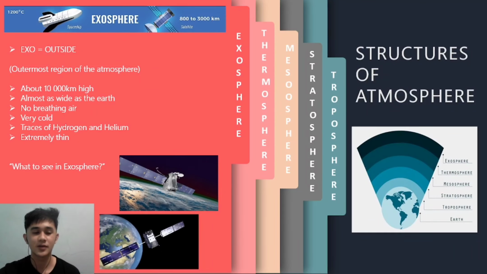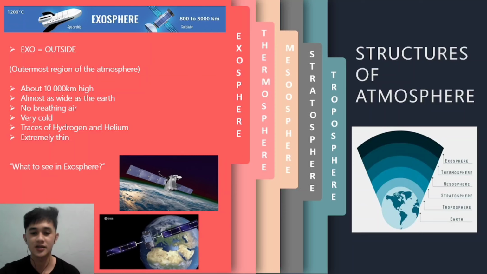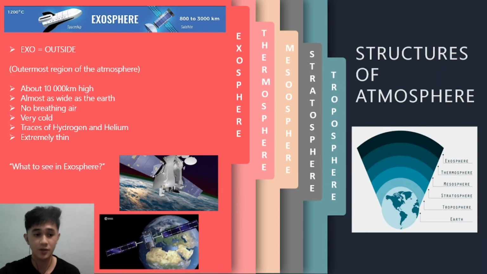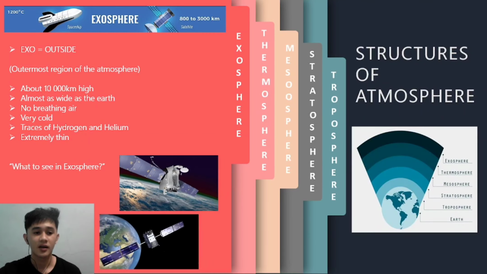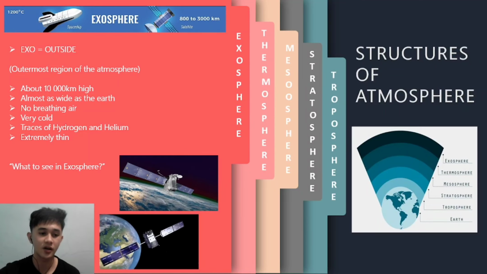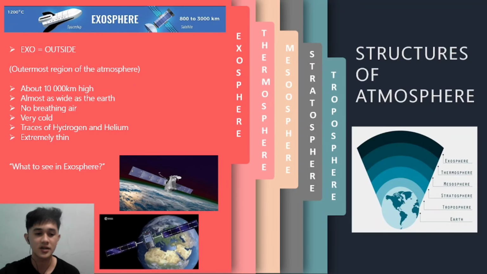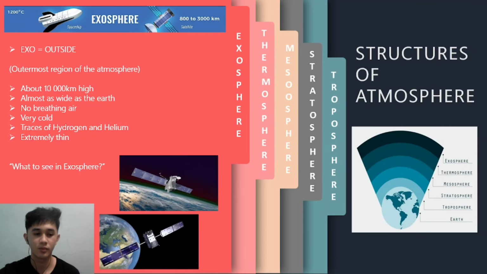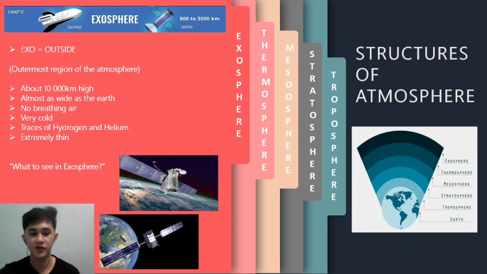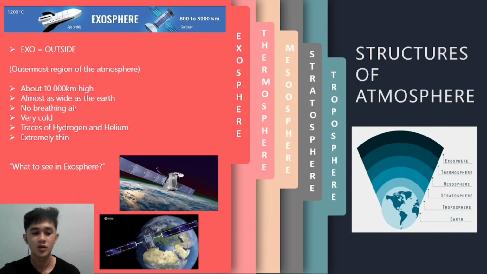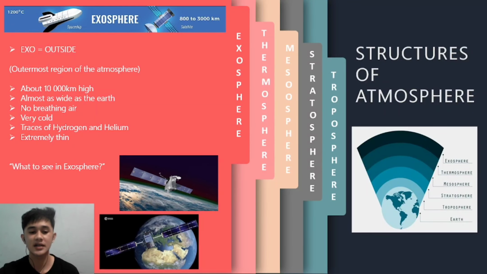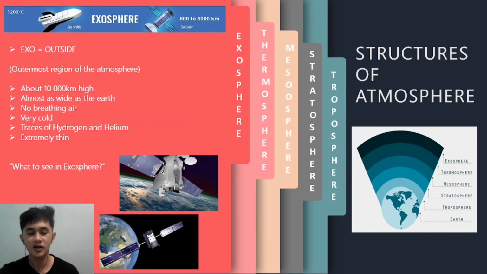Then next is the exosphere. Exosphere came from the word exos, meaning outside. Hence the name, it is the outermost region of the atmosphere. It is above 10k kilometers high and almost as wide as the Earth. Dito sa layer na to, walang breathing air, and dito rin is sobrang lamig, but it has traces of hydrogen and helium, even though it is extremely thin. Ano nga ba yung mga makikita natin sa exosphere? Yung mga makikita natin sa exosphere, yung mga actual satellites talaga na nag-orbit sa Earth.